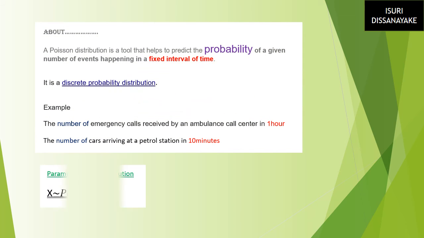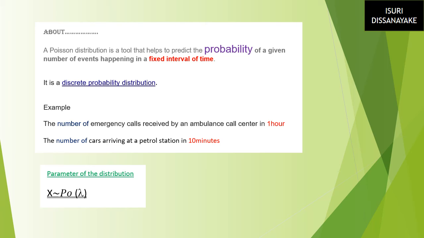About the Poisson distribution. A Poisson distribution is a tool that helps to predict the probability of a given number of events happening in a fixed interval of time. Also, it is a discrete probability distribution. Let me give you an example. The number of emergency calls received by an ambulance call center in 1 hour.